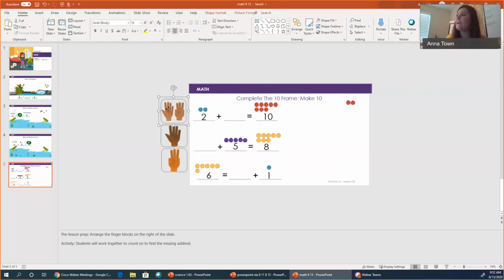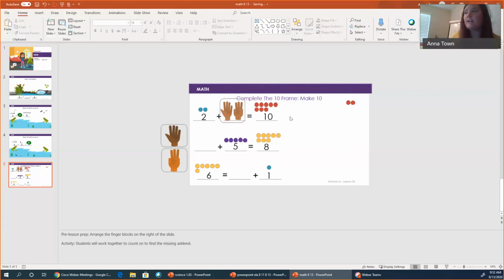So we're going to choose the hand that has 8 fingers up. Now to double check our answer to make sure it's right, we're going to make sure that 2 plus 8 is equal to 10. We're going to count the counters and the fingers. 1, 2, 3, 4, 5, 6, 7, 8, 9, 10. It does. So 2 plus 8 is equal to 10.